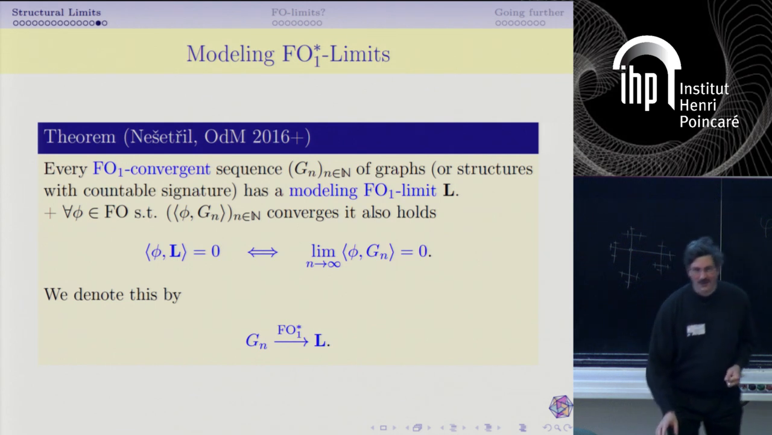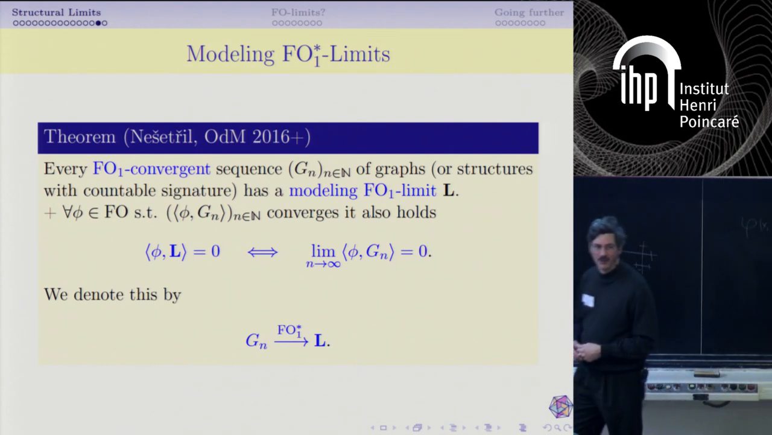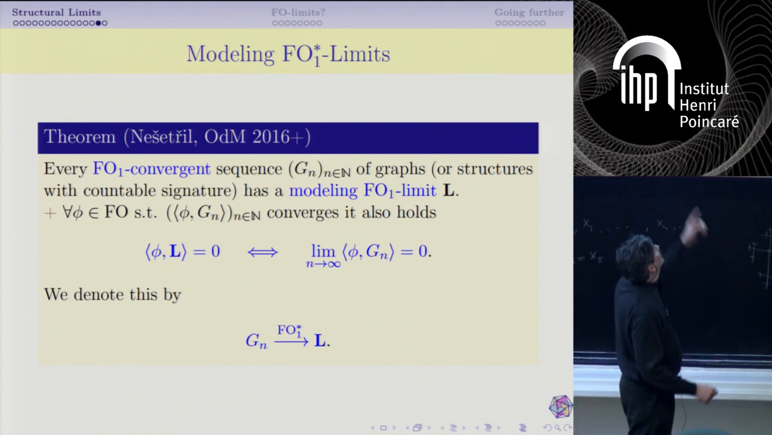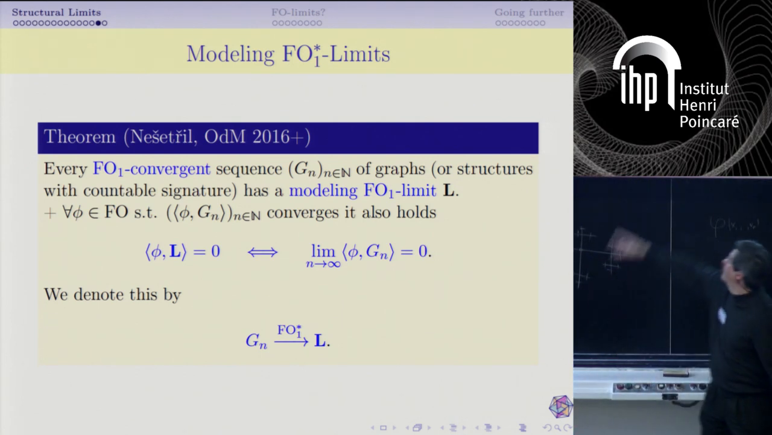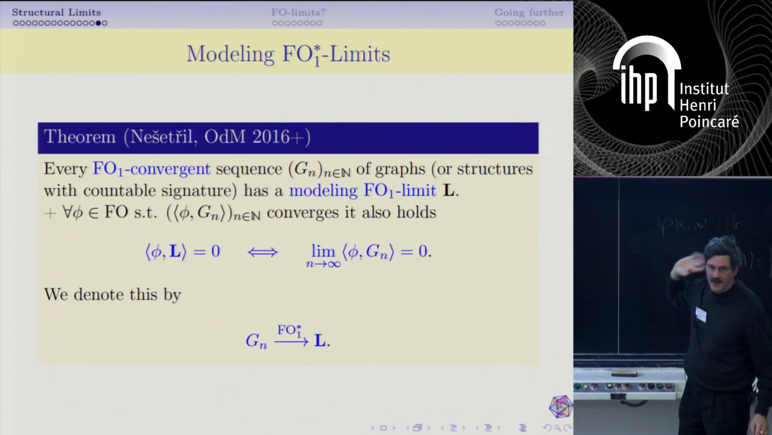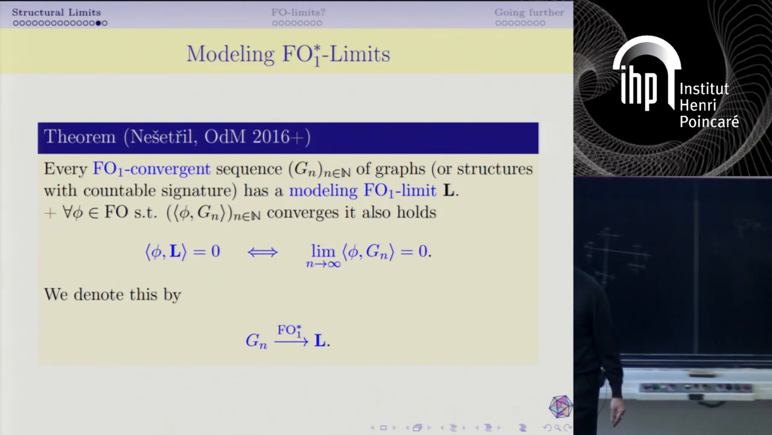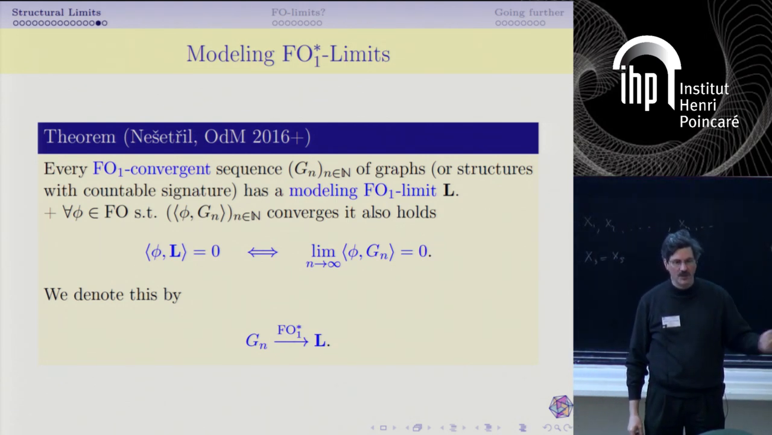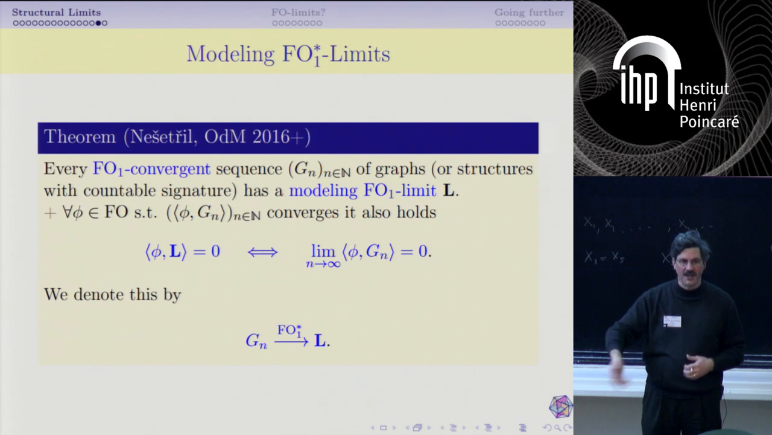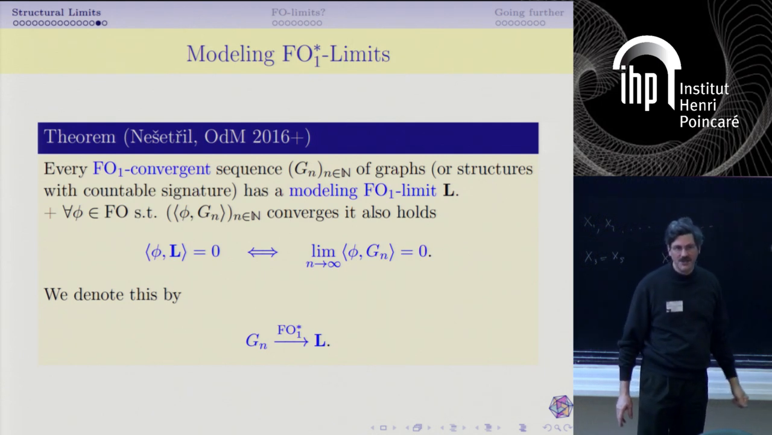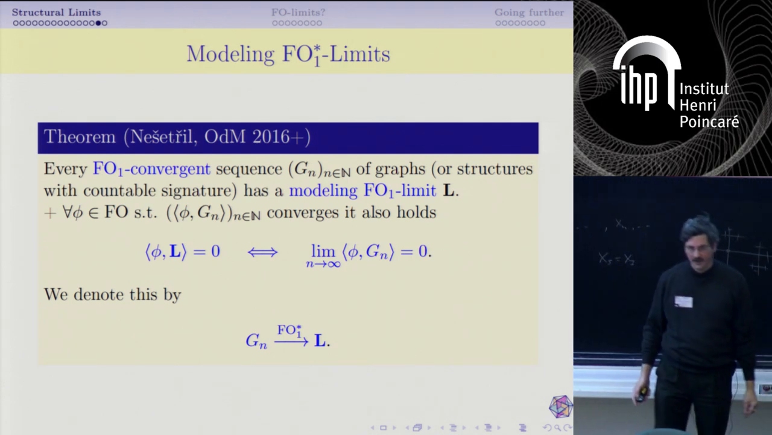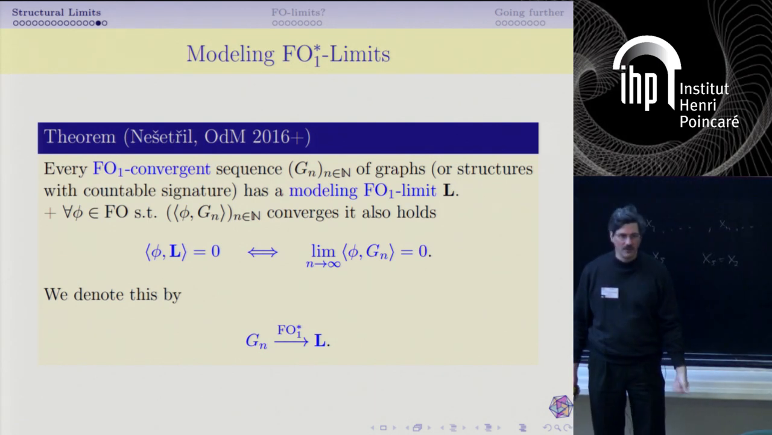And okay, the last bonus is that if you have not only an FO1 convergent sequence of graphs, but also for some formula with more free variables, you want the limit to have a zero/non-zero property: the probability of satisfaction in the limit modeling will be zero if and only if the limit of the probability of satisfaction in G_n is zero. And this is what we will denote by G_n converges FO1-star to L, FO1 for first order with one free variable, and star for bonus.